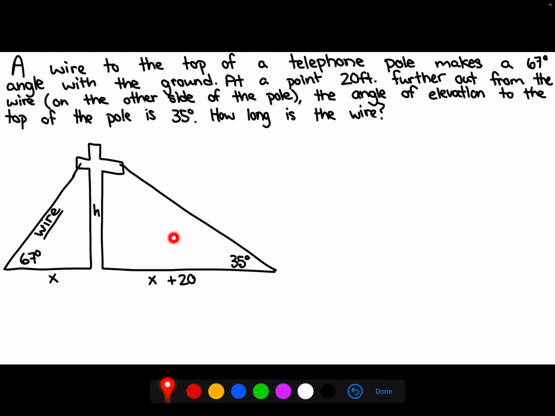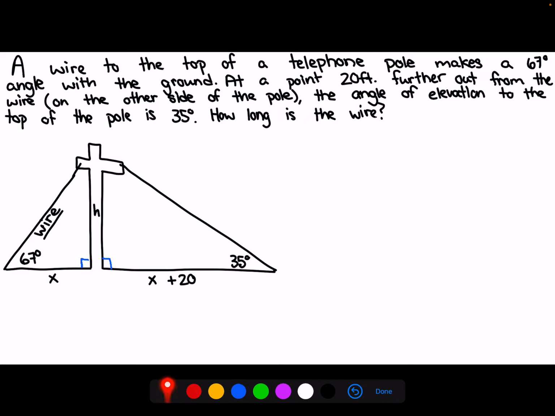On the other side of the telephone pole, an equal distance away, plus an additional 20 feet, is another angle of elevation of 35 degrees looking at the top of the telephone pole. So what this created is two right triangles for us. We have two right triangles here. So therefore, we can use SOHCAHTOA to solve for these.